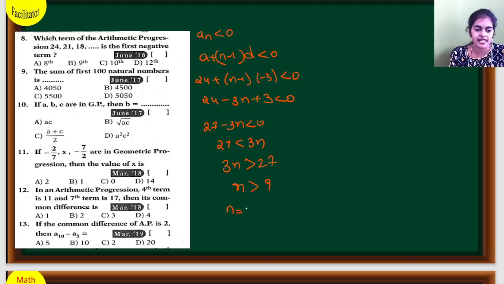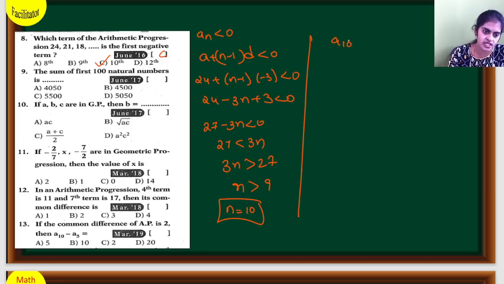If n is greater than 9, the next term will be 10. So n equal to 10 is the correct answer. So n should be greater than 9, so the 10th term will be the first negative term. If you want to check, you can find A10 and A9. A9 will be positive, A10 will be negative. So hence you can verify your answer.